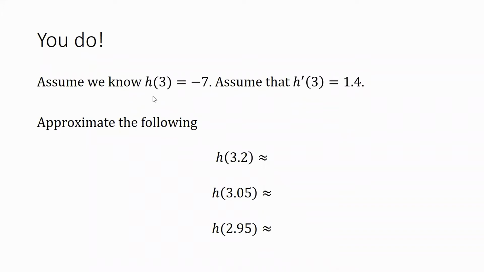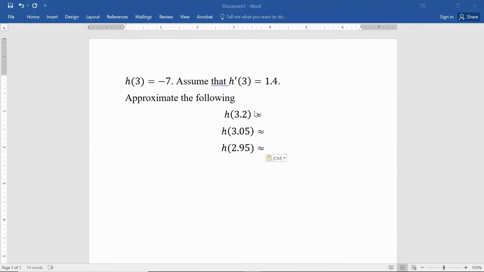We know h of 3 equals -7, and the derivative at 3 is equal to 1.4. You were supposed to do this problem, so make sure that if you haven't, you push pause and do it yourself. But I will go ahead and do all three of these approximations. Now, we don't know what the function is, but that's okay. I don't need to know what the function is in order to do approximations.